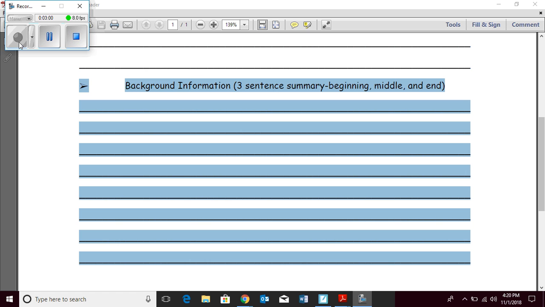So let's go back to your organizer for Thank You, Mr. Folker. This is the section that you should be filling out right now, where it says background information, 3-sentence summary, making sure that you include what happens in the beginning of Thank You, Mr. Folker, what happens in the middle, and what happens in the end. I'm going to go ahead and pause the video now so that you can start writing.